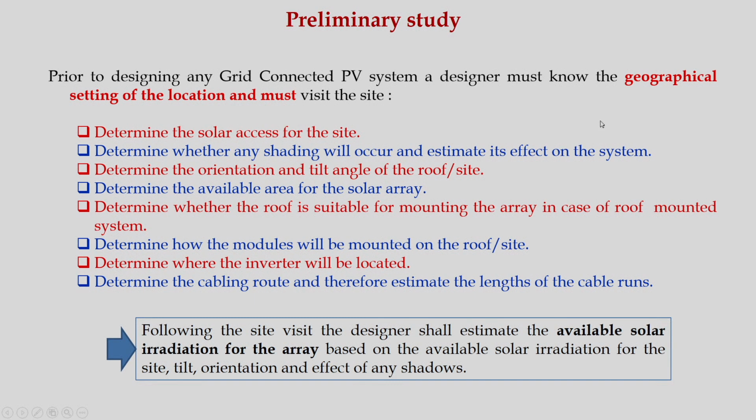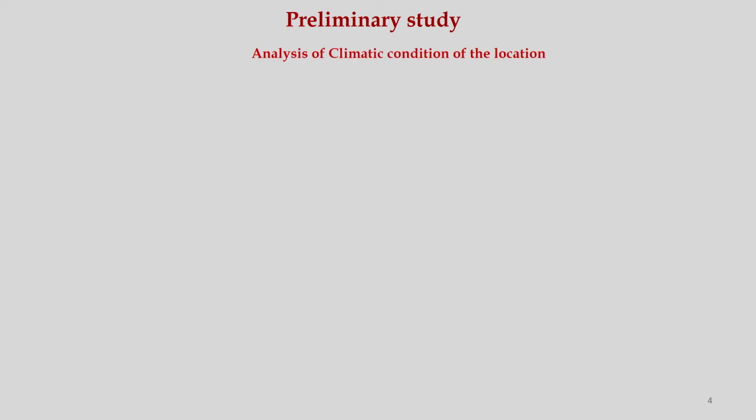After this is done, what do we need to do as a designer? The designer will estimate the available solar irradiation for the array based on the available solar irradiation for the site, and then the tilt is known for a particular location, then orientation and the effect of any shadows. Okay? By analyzing this information, the amount of solar radiation to be received by the solar plant will be estimated. In the next phase, analysis of the climatic condition of the location is very important.